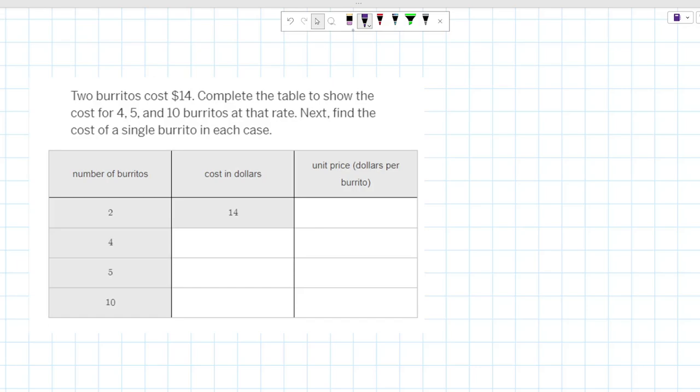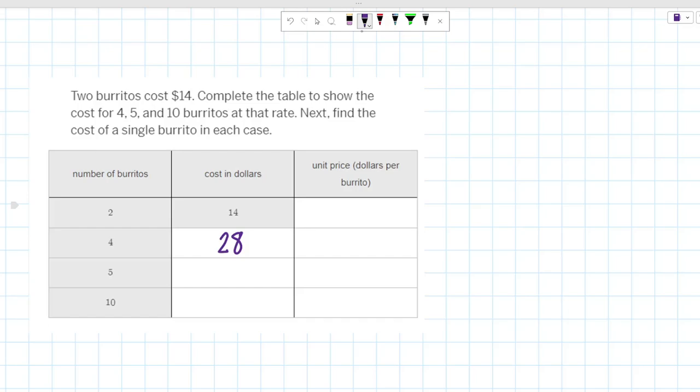So what we want to do is say, okay, 2 times what is 4? Well, since 4 divided by 2 is 2, we know that 2 times 2 is 4. So we can do the same thing with the cost. We should multiply by 2. So what is 14 times 2? That's 28. So 4 burritos at this rate would cost $28.